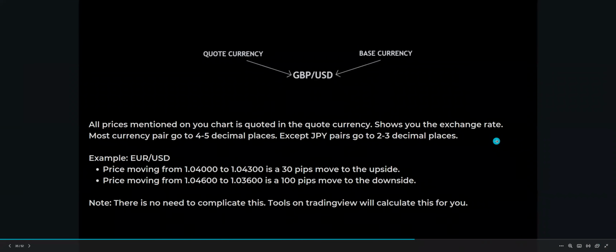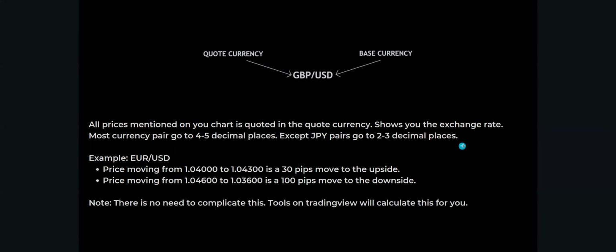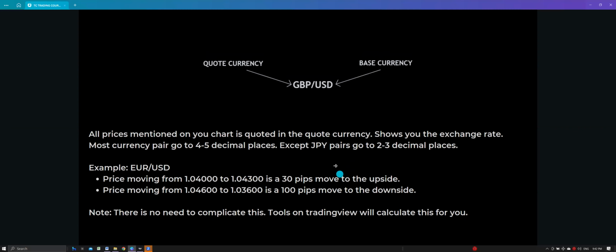So you have to understand these decimal places. Those decimal places when it comes to currency usually confuse a lot of people. The price on your chart shows the exchange rate, just like I mentioned. Most currency pairs can go up to 4 or 5 decimal places, just like I've shown you. But the Japanese yen pairs, JPY pairs, usually go up to just 2 or 3 decimal places. I'll show you that as well.